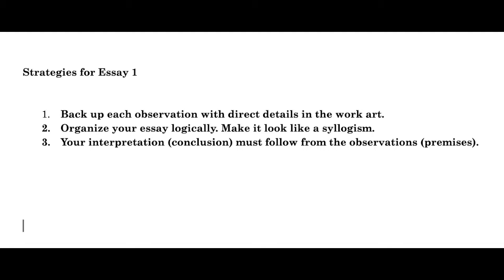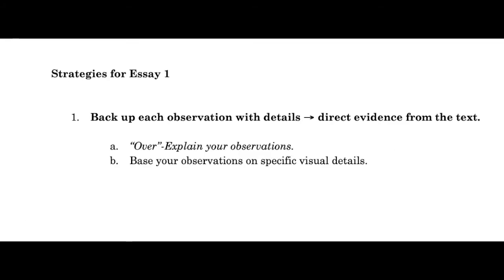The first one is that you should back up each of your observations with specific details, direct evidence from the text or the visual work of art that you're describing. And what I mean by backing up each observation with details is that there's a tendency for writers to under-explain their reasoning process and their observation process. There's a sort of built-in tendency to assume that our readers understand what we're saying more than they actually do.